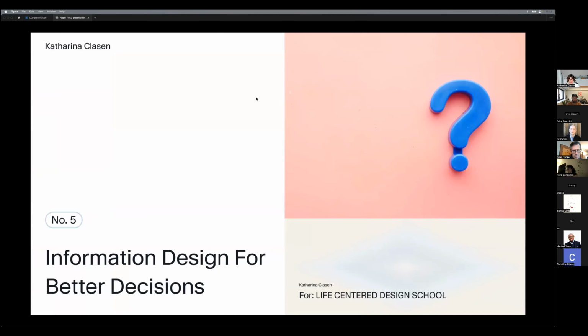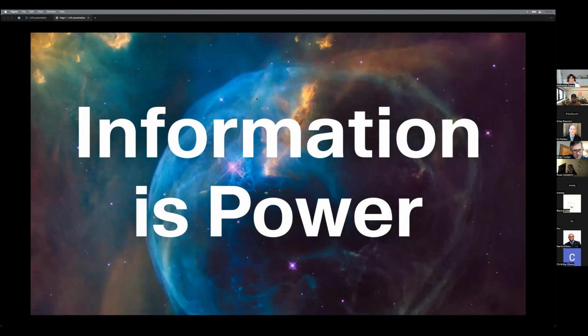And then my next to last point, but we are almost done. It's about information design. I studied information design, so I should know a lot about it, but I think I know more about UX design, which was also part of my study. The point I want to make about information design is information is power.